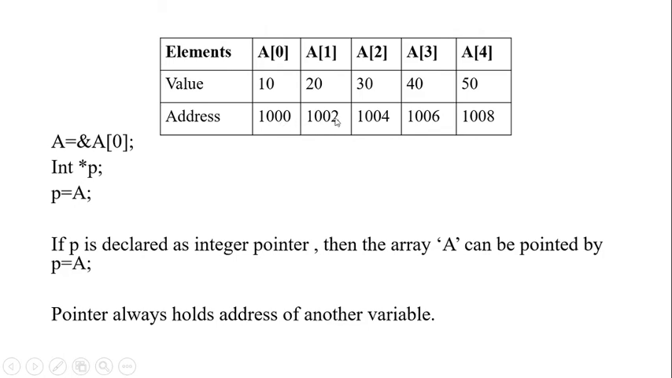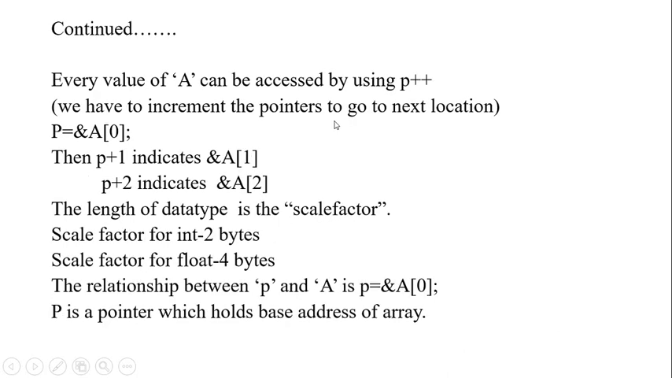So after 1000 it will be 1004. So that is the difference. That is the scale factor. Actually, the scale factor is the length of the data type. Then the scale factor of int is 2 bytes. The scale factor of float is 4 bytes.